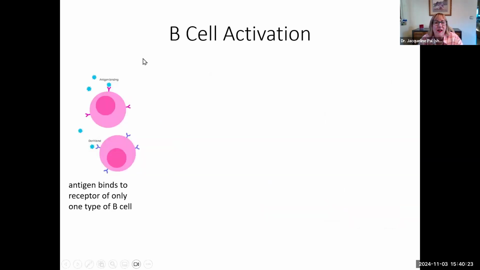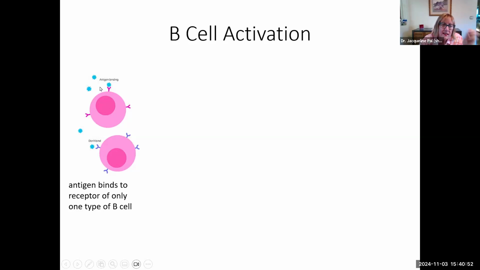So let's talk about what happens with B cells and how B cells are going to be activated, because we can kind of talk about what B cells need to do in order to do their job in the immune system. And the first thing that needs to happen is they need to get activated. So here we have a couple of B cells, and you can see sitting here on the surface, there's two different kinds of receptors. This one's got this little pink Y thing, and this one has a different kind of blue Y thing.